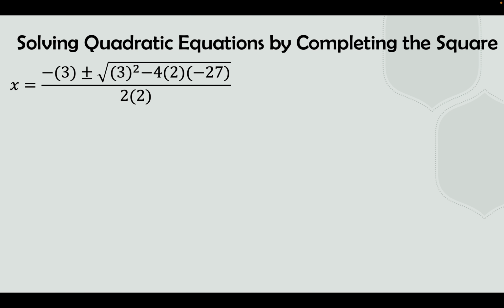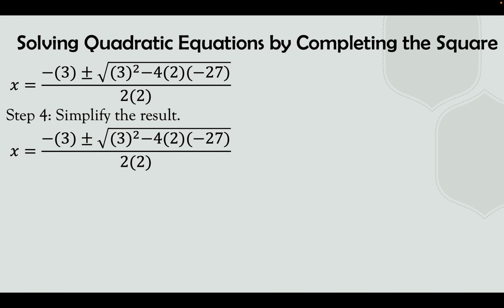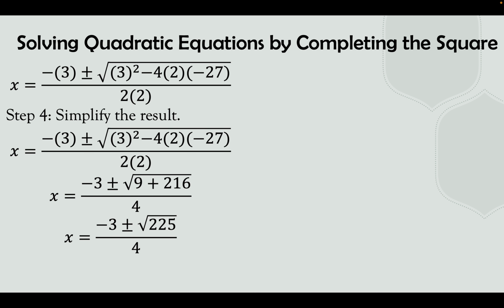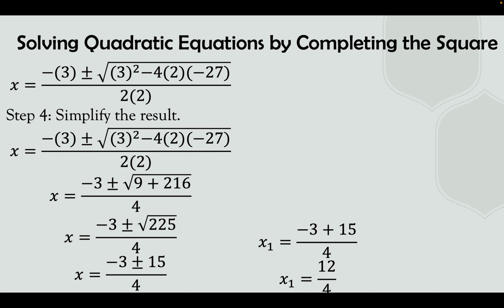negative 3 plus or minus square root of 3 squared minus 4 times 2 times negative 27 over 2 times 2. Simplify the result, so we have x equals negative 3 plus or minus square root of 9 plus, negative 4 times 2 times negative 27 is positive 216, over 4. We have negative 3 plus or minus square root of 225 over 4. So the square root of 225 is 15. So we have negative 3 plus or minus 15 over 4.